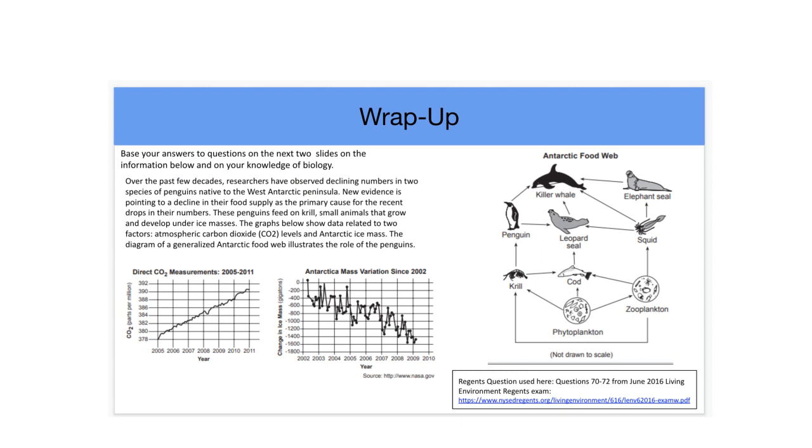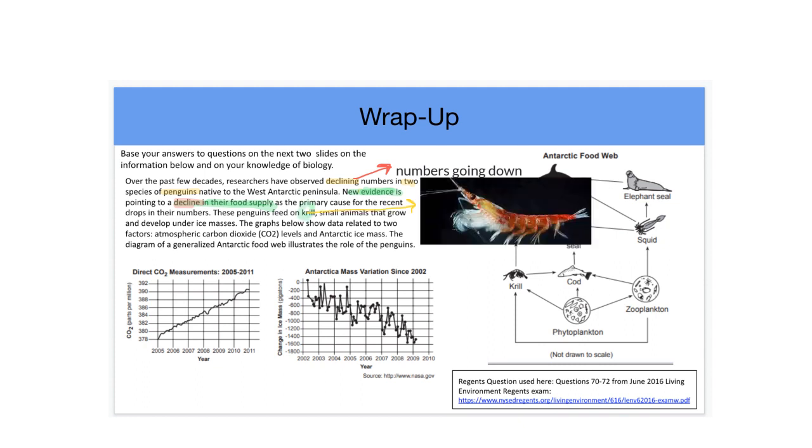Okay, for this question, we have a lot of diagrams and graphs, as you can see. So let's read, and then we are going to analyze the information. Base your answers to questions on the next 2 slides on the information below and on your knowledge of biology. Over the past few decades, researchers have observed declining numbers in 2 species of penguins native to the West Antarctic Peninsula. New evidence is pointing to a decline in their food supply as the primary cause for the recent drops in their numbers. These penguins feed on krill, small animals that grow and develop under ice masses.